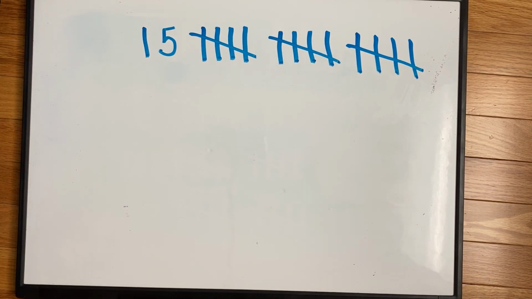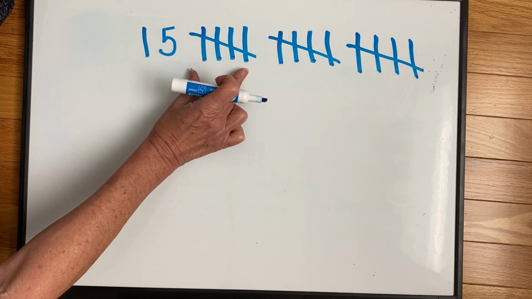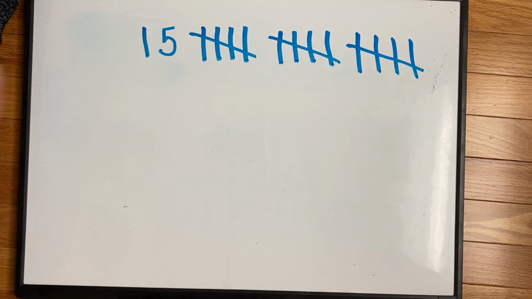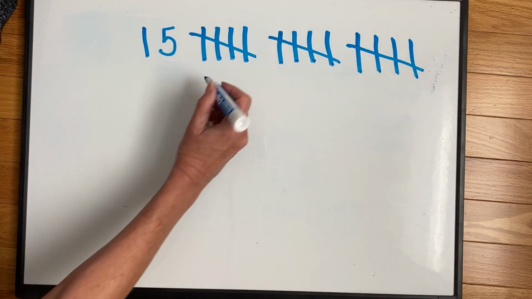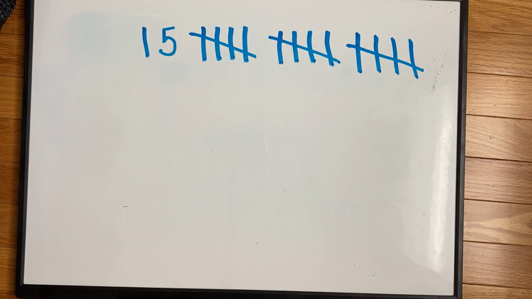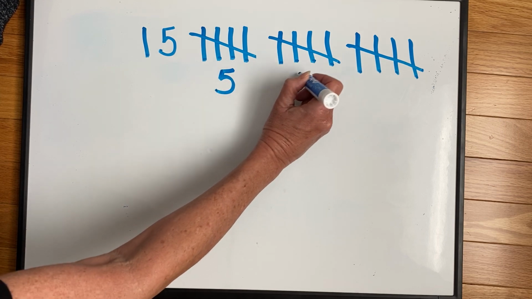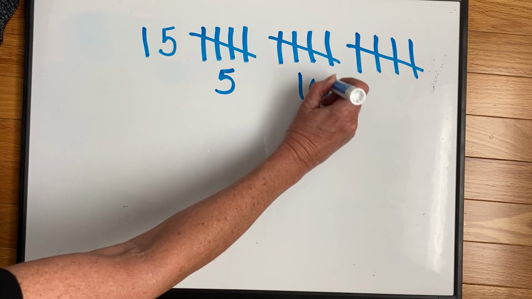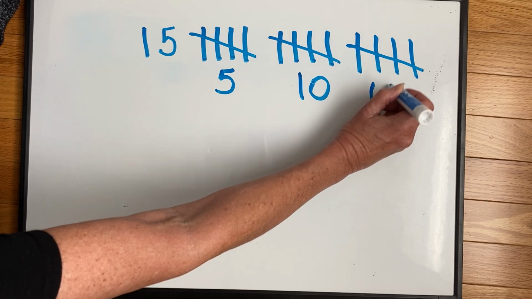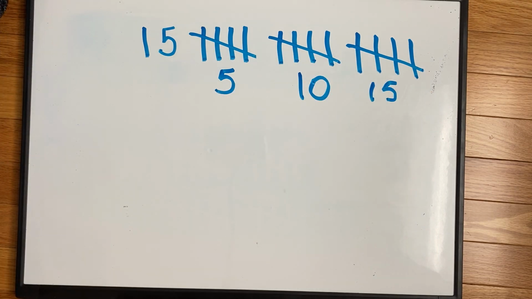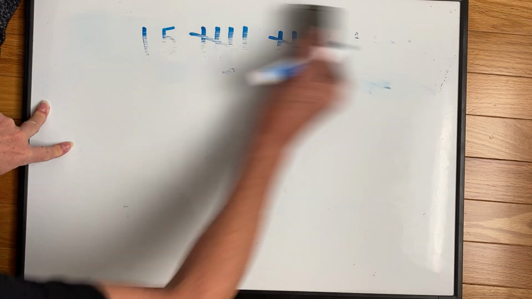Do you see a pattern? I do too. Every group represents 5. So that's another way that you could practice counting by 5s. 5 plus 5 more is 10, plus 5 more is 15. So that's another way that you can practice writing or counting by 5s.